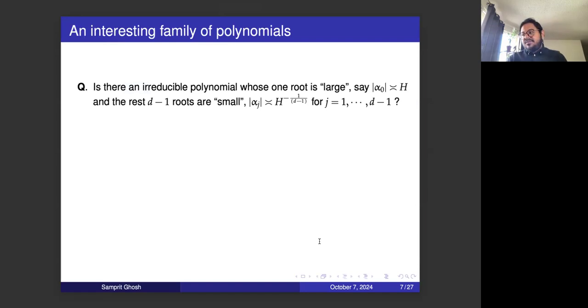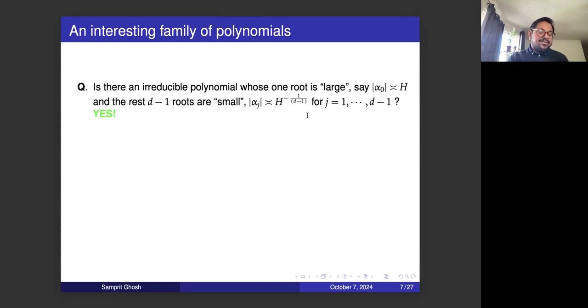Now, in order to see if we can go bigger, essentially, this is what we want. We want to look for polynomials, irreducible ones, which have one very large root. Alpha 0 is very large, and then the rest of the d minus 1 roots are very small. And not only small: if let's say alpha 0 is of order h, we will get more into that, then the rest of the roots alpha j should be of order h to the minus 1 over d minus 1. So are there such polynomials?